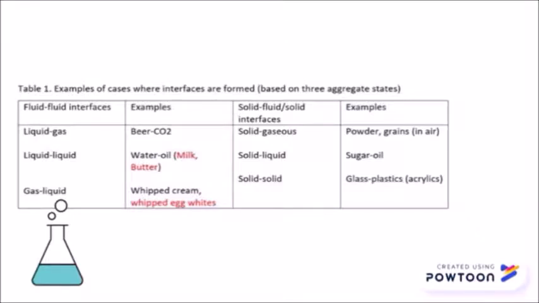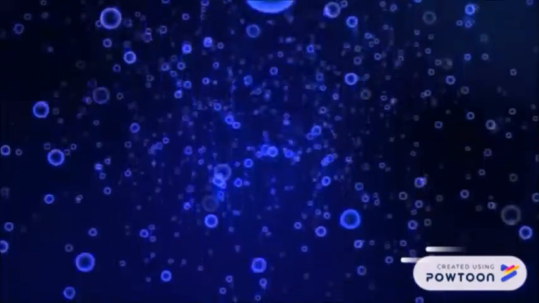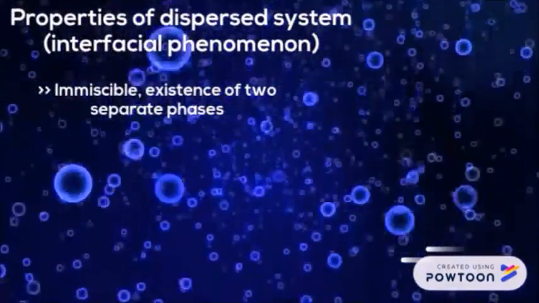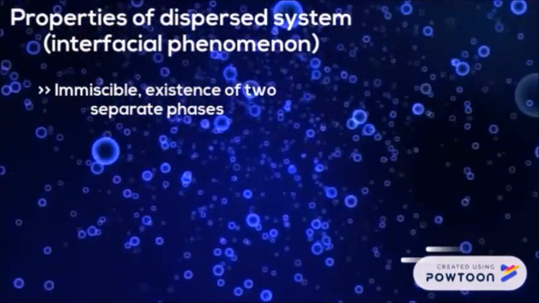In this video, we are going to focus more on the liquid-liquid interfaces, which are milk and butter, as well as the gas-liquid interfaces, which are whipped egg whites. In a dispersed system, the two phases cannot be soluble or miscible with each other. They must be immiscible. This means that they must not dissolve in each other to form a solution.